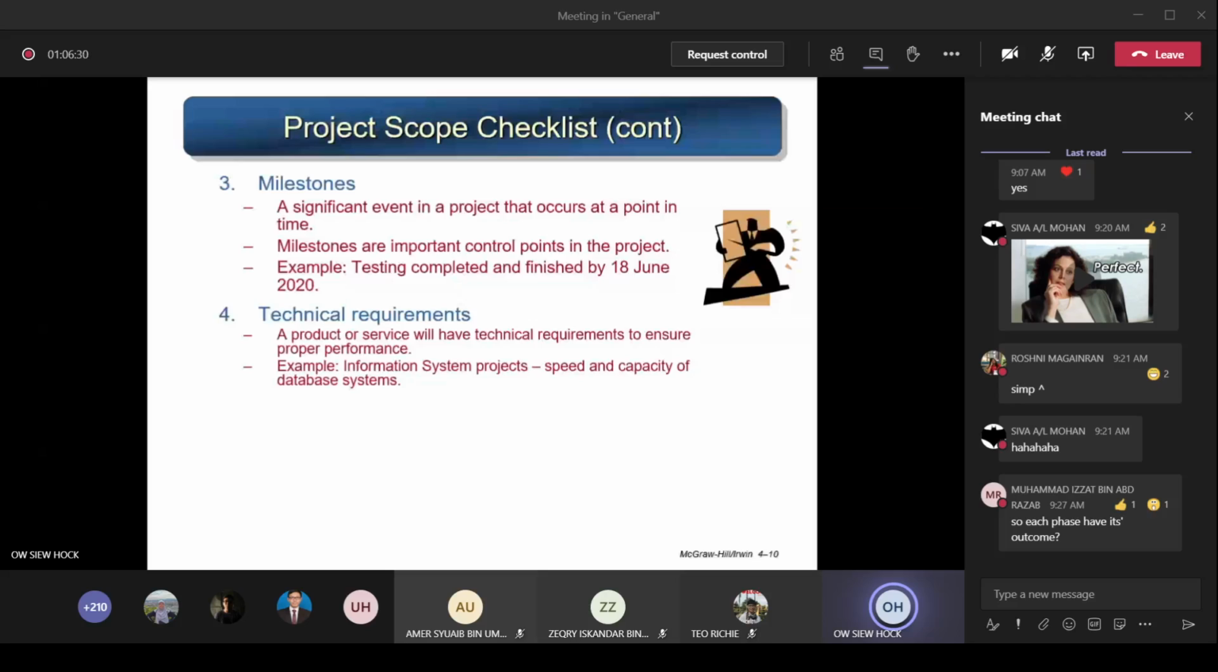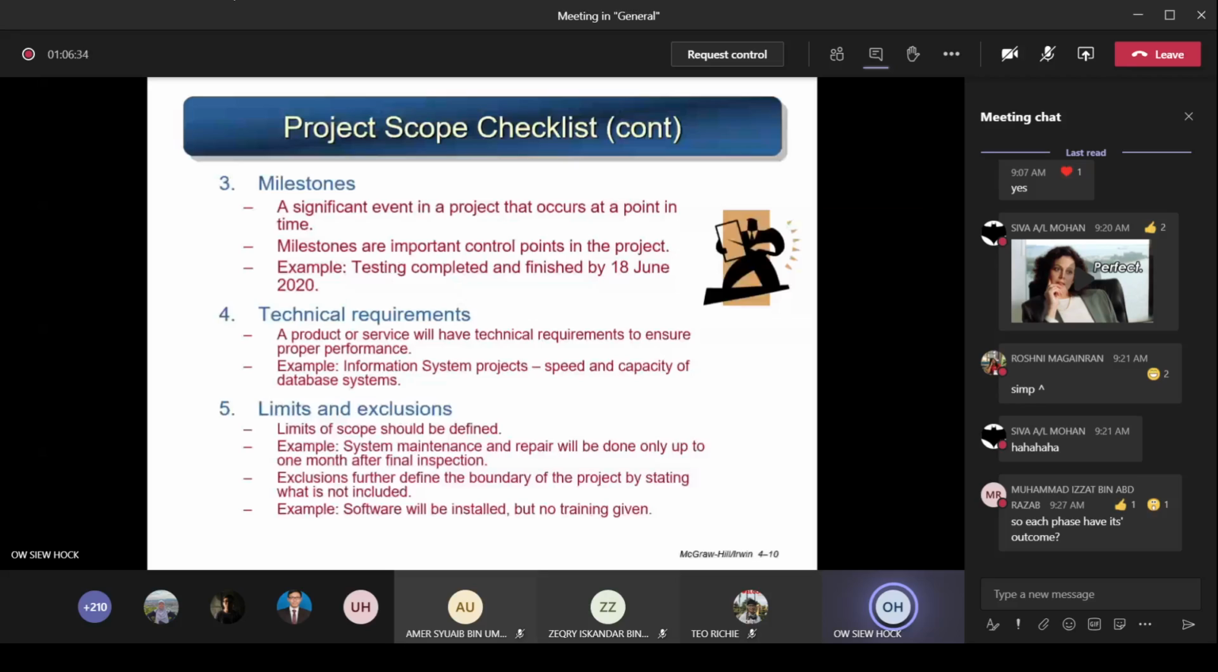Okay, understand? So next is called limits and exclusions. What are the differences between the two? Limits of scope should be defined. An example of a limit: system maintenance and repair will be done only up to 1 month after final inspection. After you have done the inspection, I still maintain and repair the system for you for free, but only up to 1 month. That means I provide it, but it is limited.